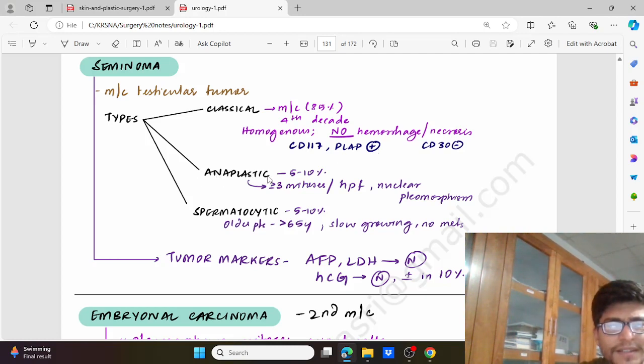Then anaplastic, that is 5 to 10%, with more than 3 mitoses per high power field and nuclear pleomorphism. Spermatocytic, that is 5 to 10%, in old patients, a slow growing tumor, no metastasis. Tumor markers AFP and LDH are normal, HCG is normal but may be increased in 10 to 15% of cases.